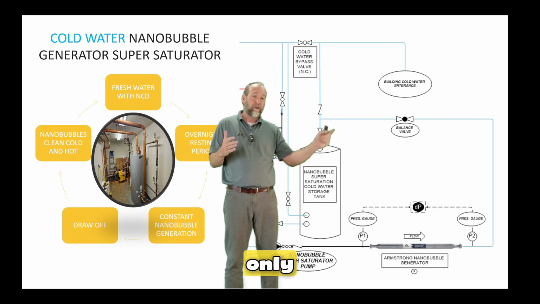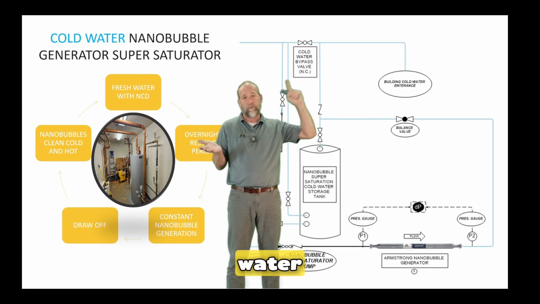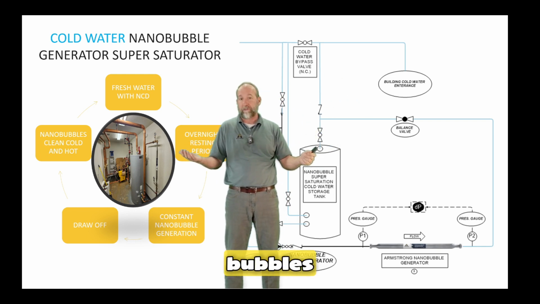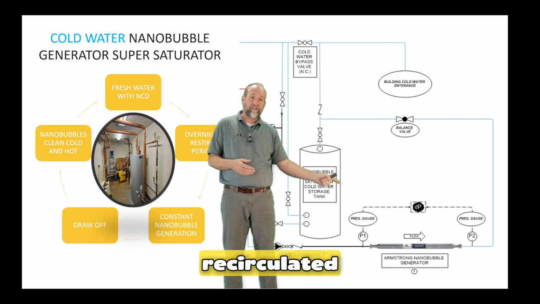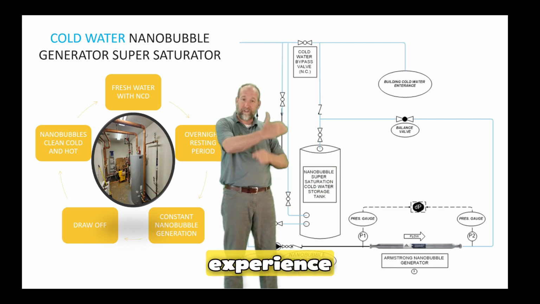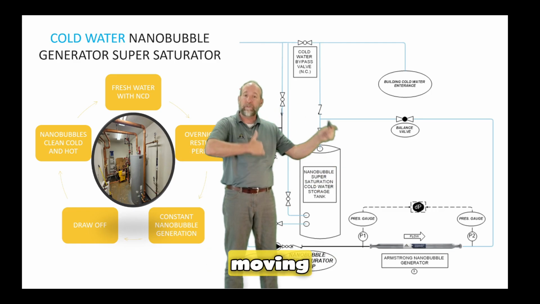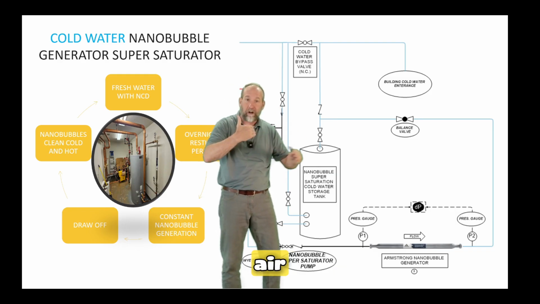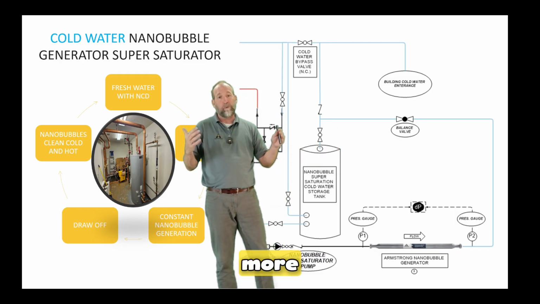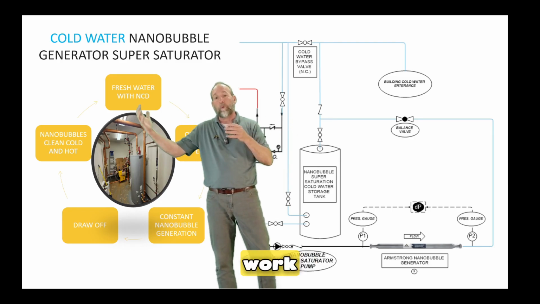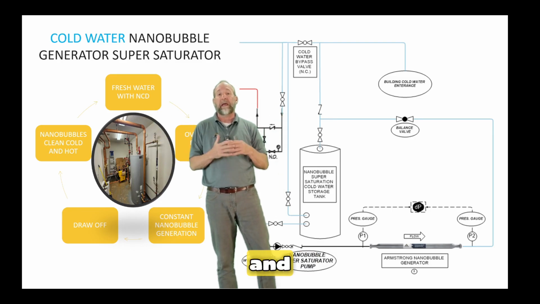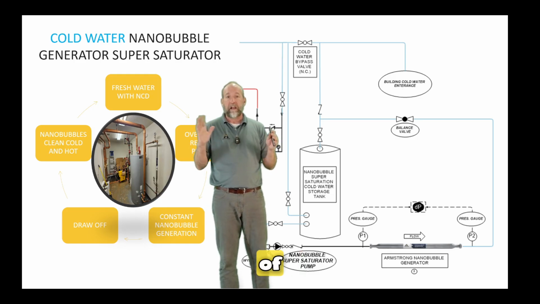First of all, you would only be getting one pass of water through there, which would make nanobubbles for sure. But by having a recirculated system, our experience tells us that constantly moving that water and, more importantly, that air through the nanobubble generator makes more bubbles. More bubbles means more work, means more scale removal, and you have better success. That's kind of the first problem.